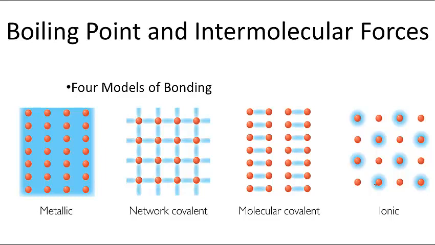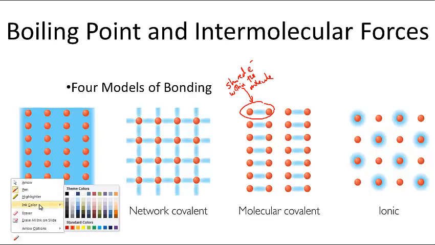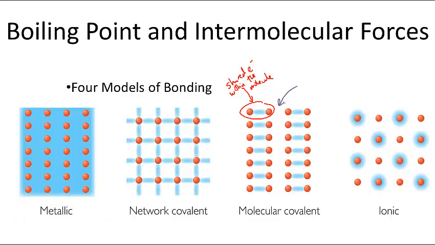So we have our metallic bonding on the left, our network covalent on the second to the left. Now, if we look at molecular covalent, we have shared electrons within the molecule, but no shared electrons between. So the shared electrons are within but not between. This is one molecule right here.